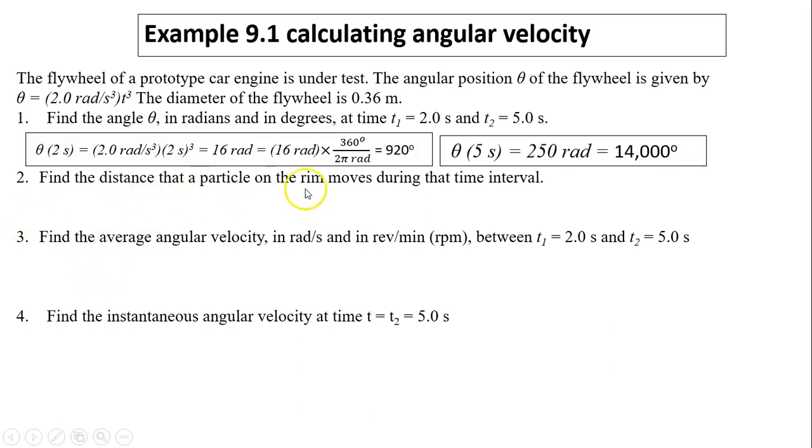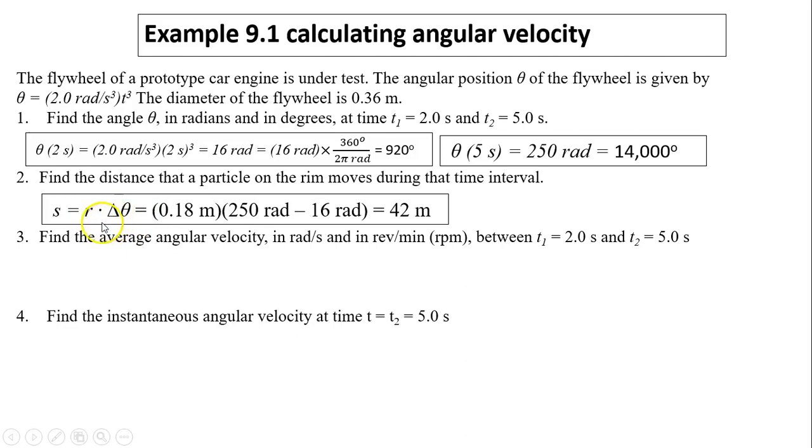Next one, find the distance the particle on the rim moves during that time. Remember distance, S equals R times theta. So during that time interval it would be R times delta theta. Delta theta is 250 minus 16. In this equation, theta has to be in radians. So we use 0.18 times 250 minus 16, and you'll have 42 meters.